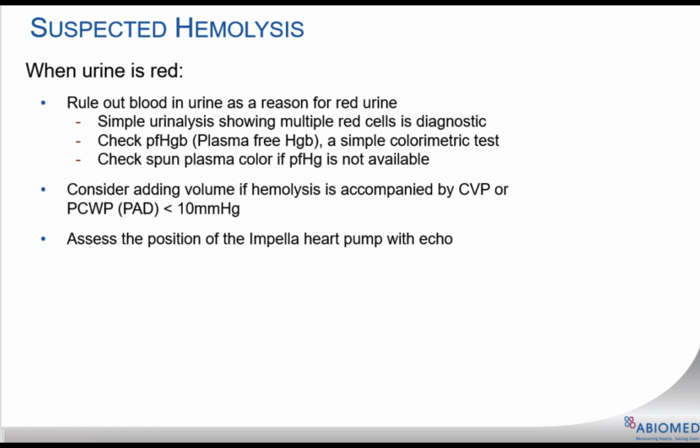Once these conditions are ruled out, the likely cause of red urine in a patient on Impella device support is hemolysis due to incorrect catheter positioning or low volume. Add volume if hemolysis occurs with central venous pressures or pulmonary capillary wedge pressures below 10 millimeters of mercury.